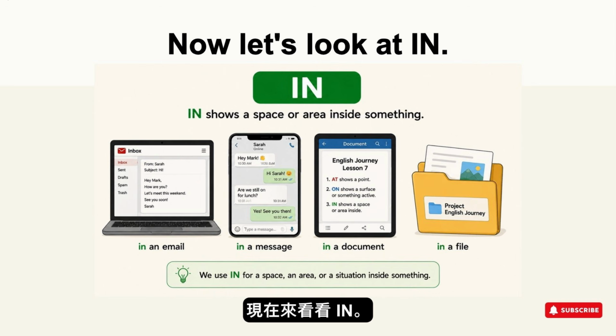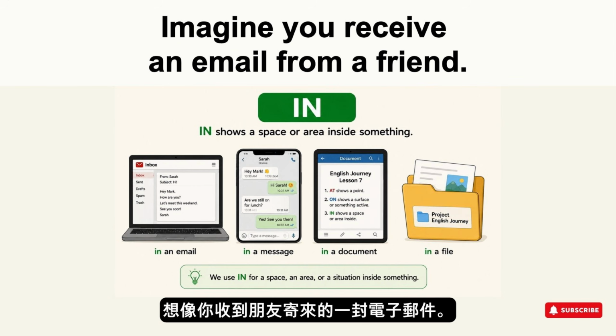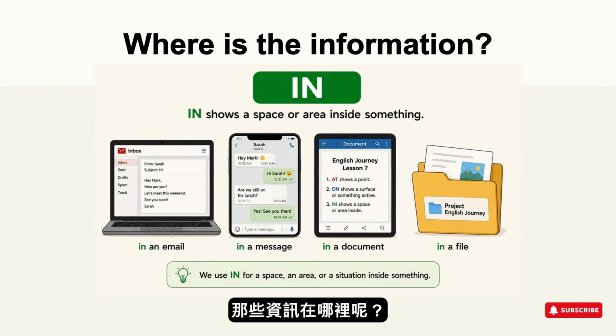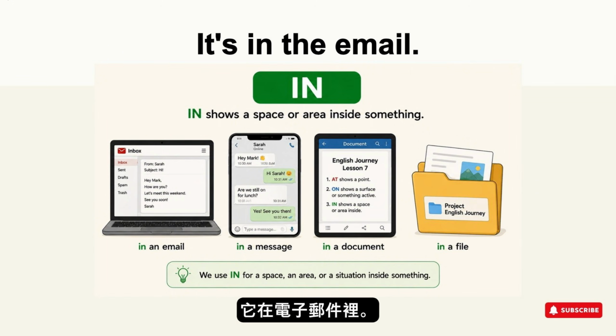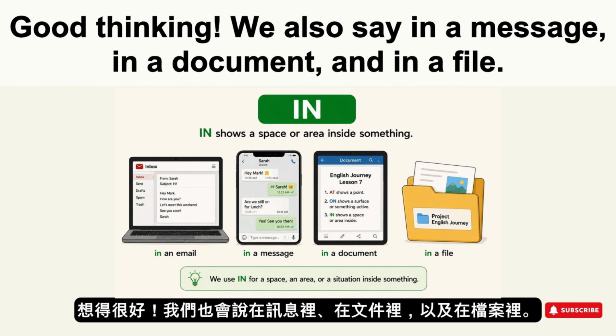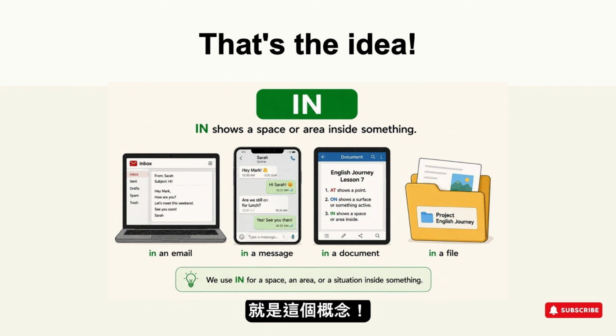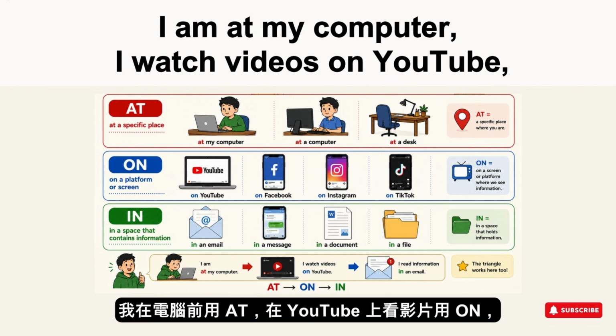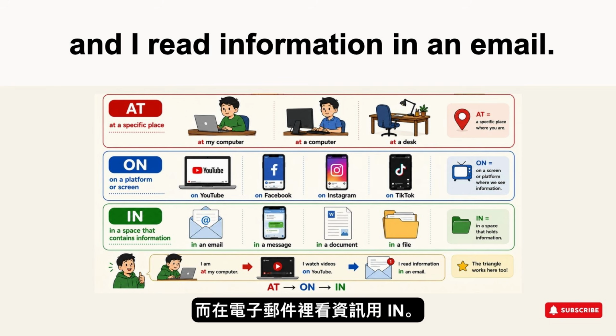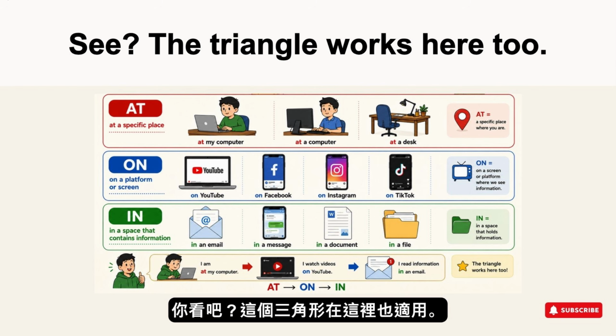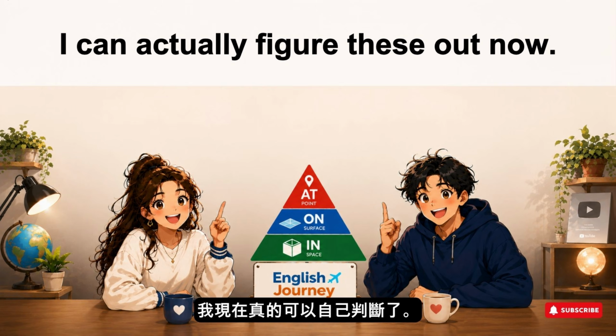Now let's look at in. Imagine you receive an email from a friend. Where is the information? It's in the email. Good thinking. We also say in a message, in a document, and in a file. Because those are spaces that contain information. That's the idea. Let me check if I understand. I am at my computer, I watch videos on YouTube, and I read information in an email. See? The triangle works here too. I can actually figure these out now.